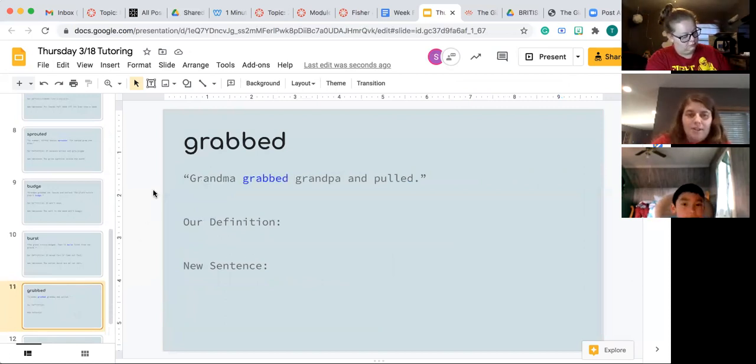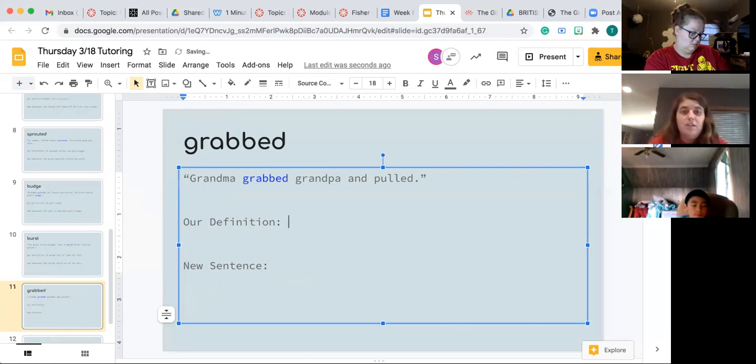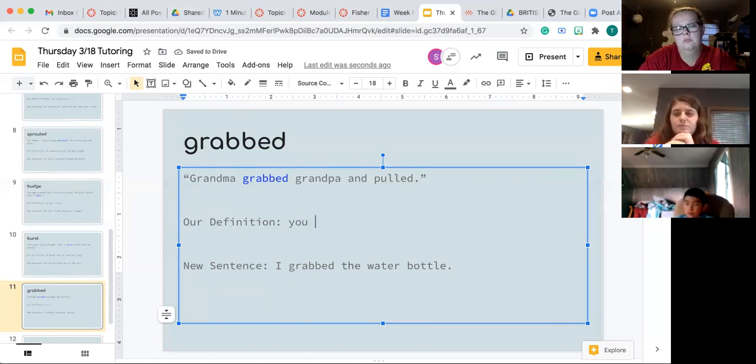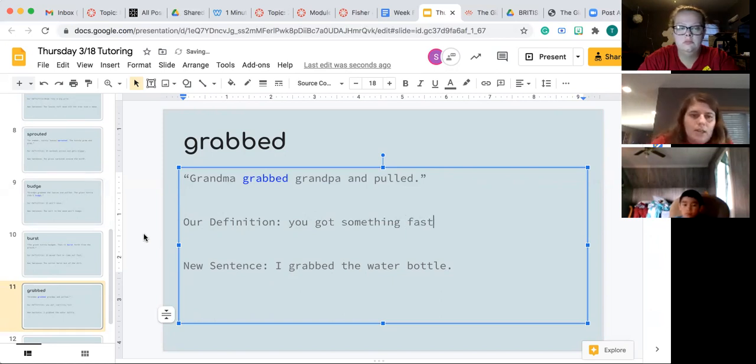And the word is grabbed. And the sentence from the story is Grandma grabbed Grandpa and pulled. So what can we say our definition for grabbed would be? Like, I grabbed the water bottle. Ooh, I like that for the new sentence. I grabbed the water bottle. So how can we describe the word grabbed? I got. What else could we say? If you grab something, do you do it slowly or fast? Fast. Yeah. I think that's a great way to describe grabbed.